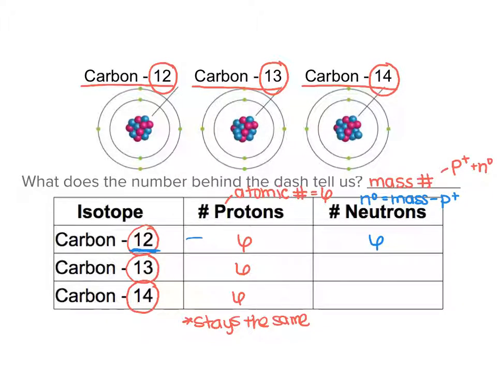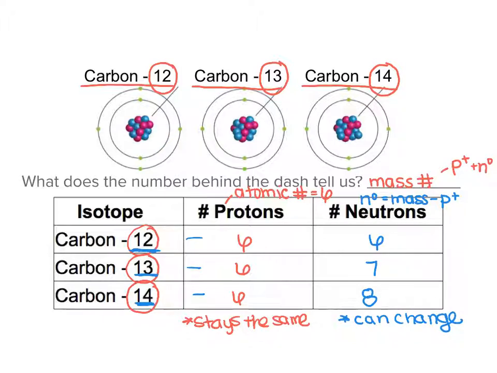In the next isotope, it's carbon 13. So 13 minus 6 is 7. I have 1 more neutron, which is why my mass was 1 higher. And then my carbon 14, my mass is 14. So 14 minus 6 gives me 8. And again, my mass went up because my number of neutrons went up. So the neutrons can change.